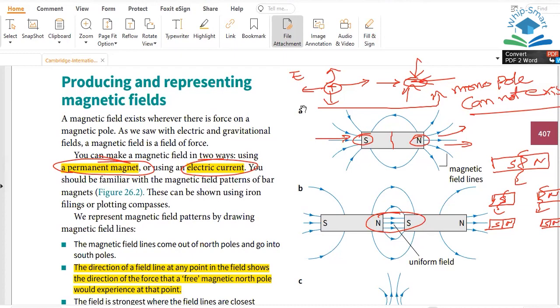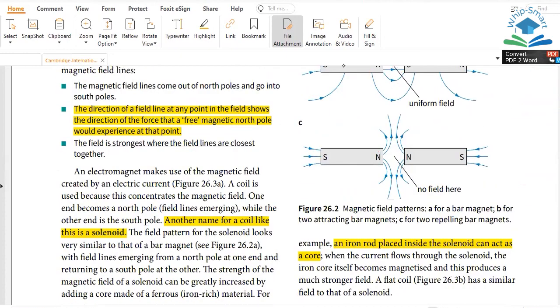So moving on to the next point, in this way here, you can see that two like poles repel each other. Their magnetic field lines go outward, and this is a zero field location, zero field region. There will be no magnetic field in this region because magnetic field lines are repelling each other here. Okay, this was all about the permanent magnet.